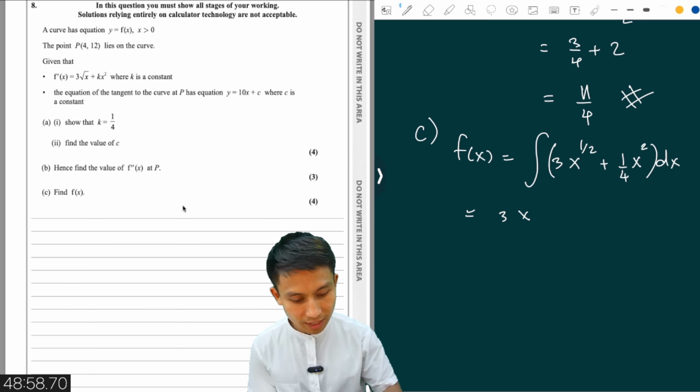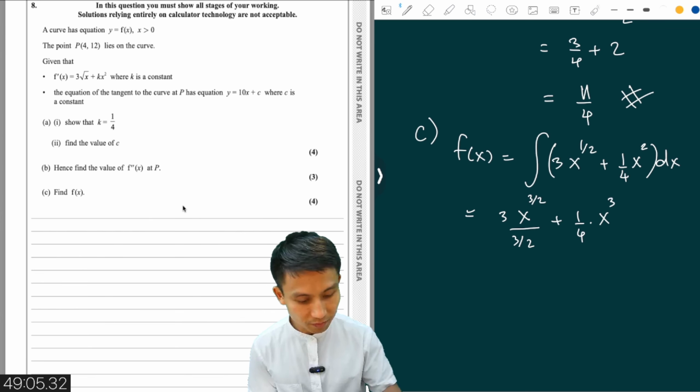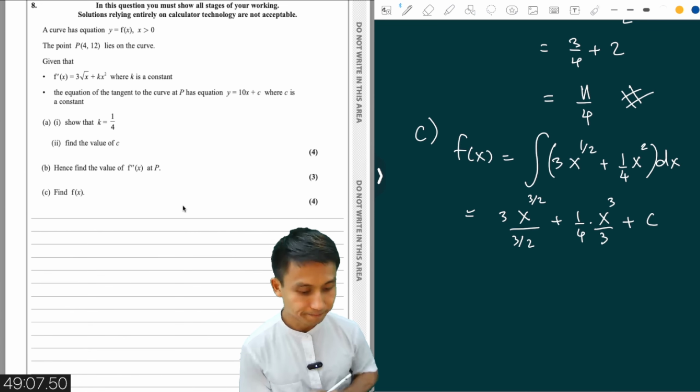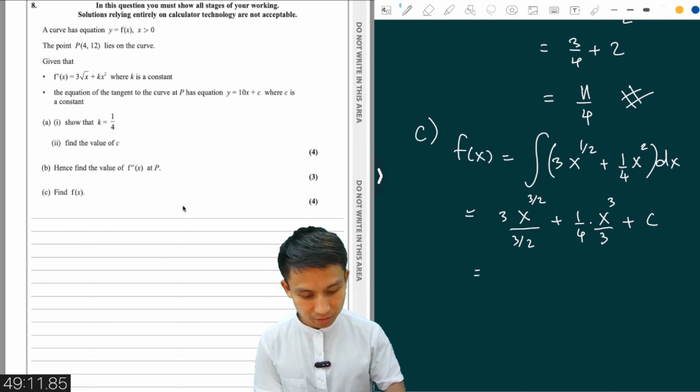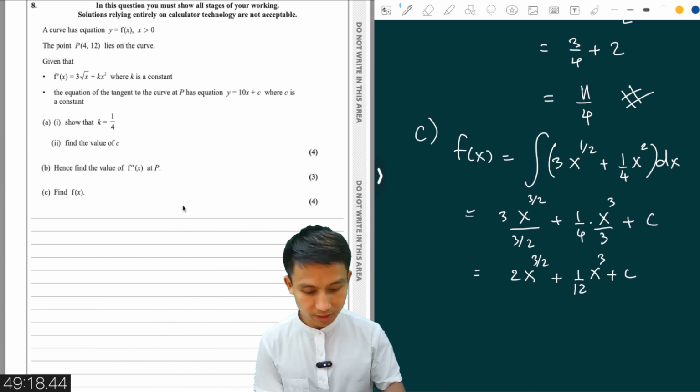So that's 3x to the power of 3 over 2 divided by 3 over 2, plus a quarter times x to the power of 3 divided by 3, plus c. Yeah? So far so good. So that's just 2 there. If you do the numbers there, this is plus 1 over 12 x to the 3, plus c.